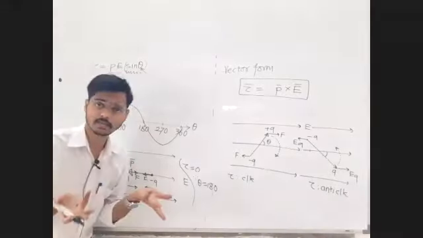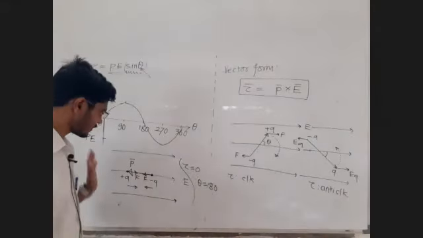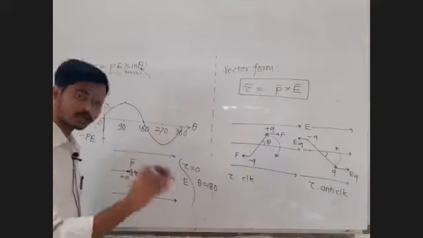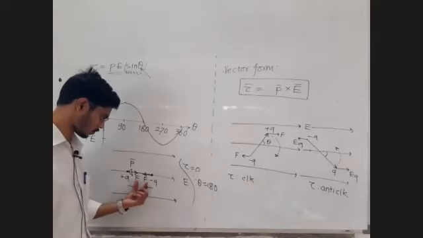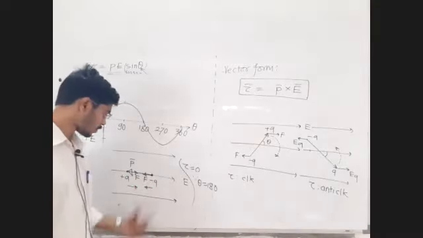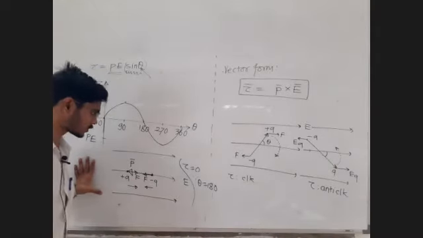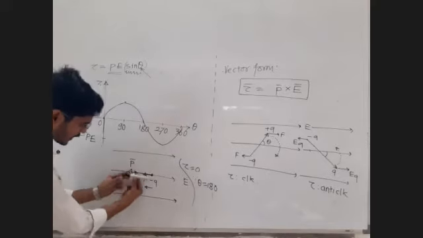Net torque 0 means angular equilibrium. Net force is also equal to 0, so translational equilibrium is there too, because net force is 0. Rotational equilibrium is also there because net torque is 0. So absolutely, it is total equilibrium. But now if you displace the dipole, now the dipole is like this.